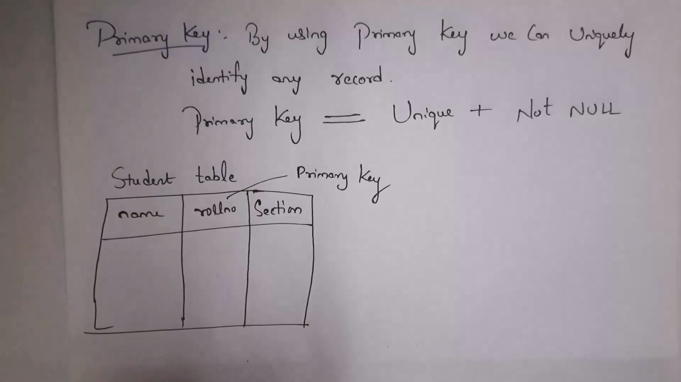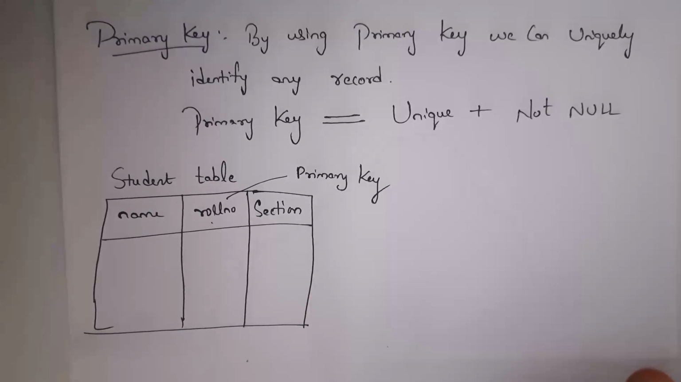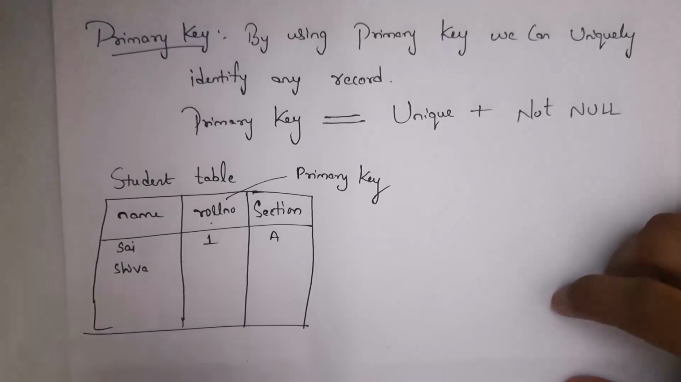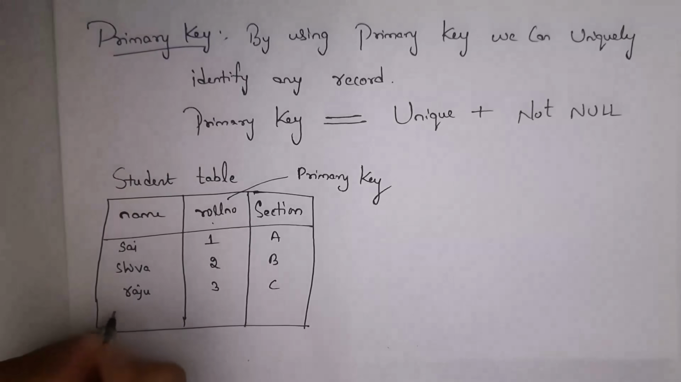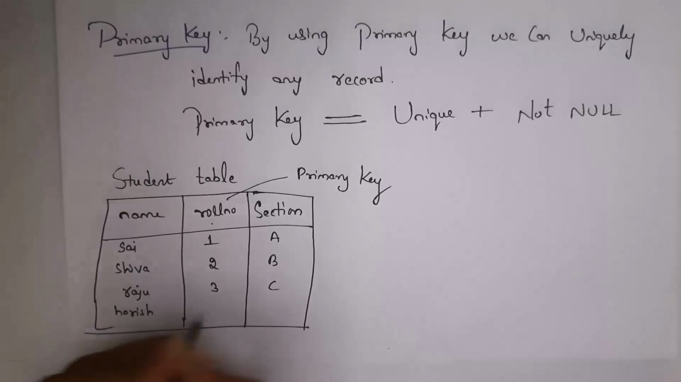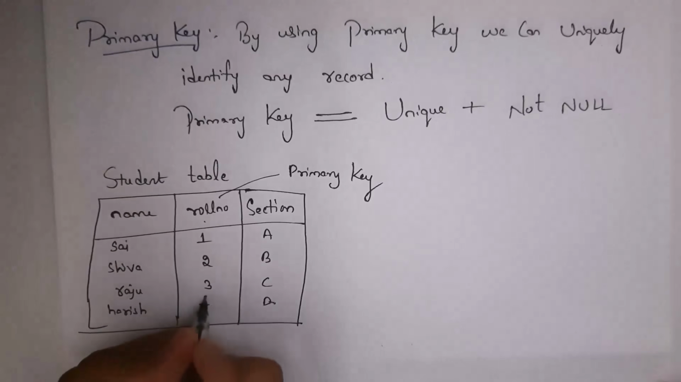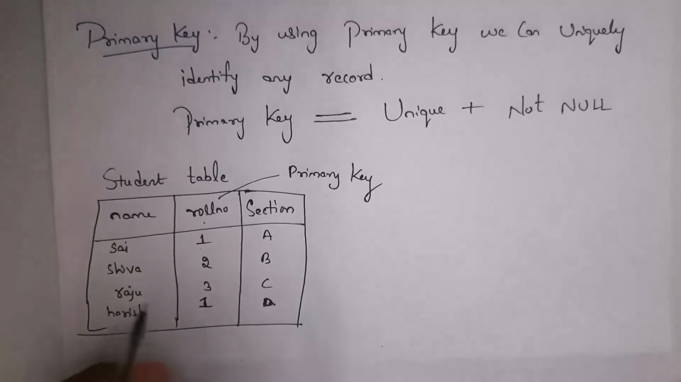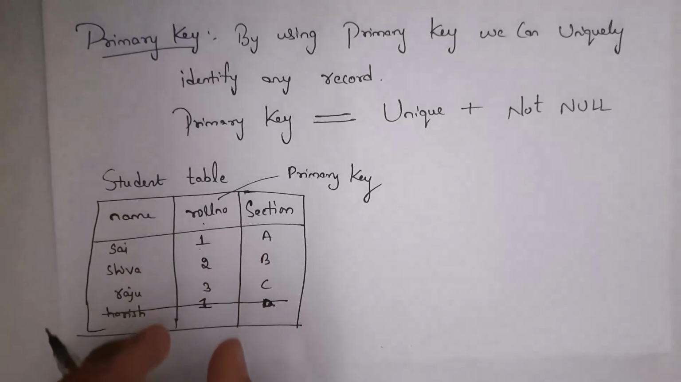Whenever you give primary key for any particular column, then that column must contain only unique values and it will not accept null values. For example, I gave data like name Sai, roll number 1 and section A, name Shiva, roll number 2 and section B, name Raju, roll number 3 and section C. Next time I wrote name Harish, roll number 1 and section D. This record is not accepted because 1 is repeated.